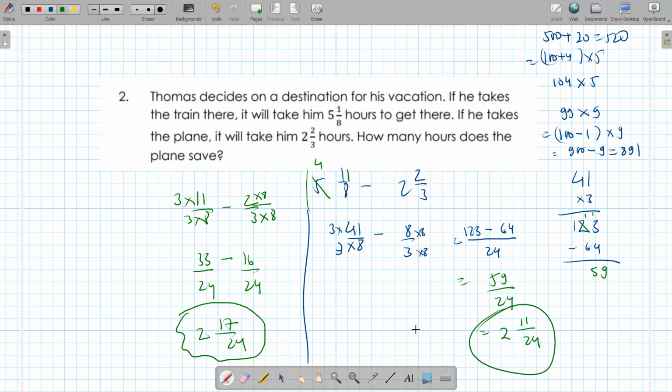Okay. But that's not the same. They should have been the same. Something went wrong somewhere. What went wrong? Find the error if you can. Let me double check which one's right. Yeah, this one's right. This one's wrong.